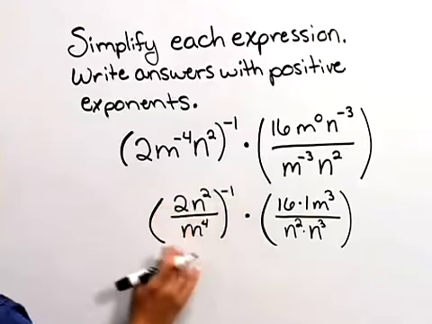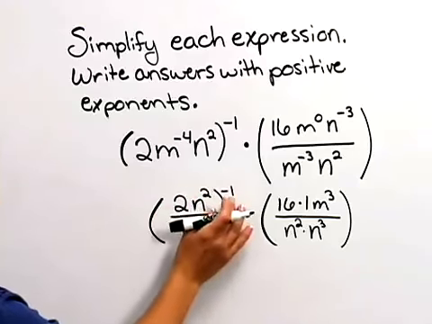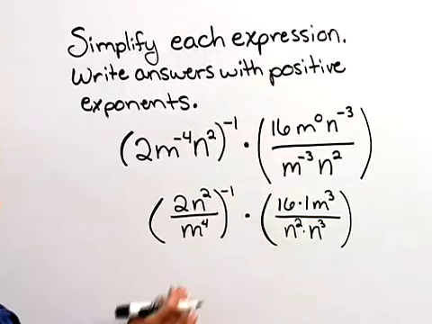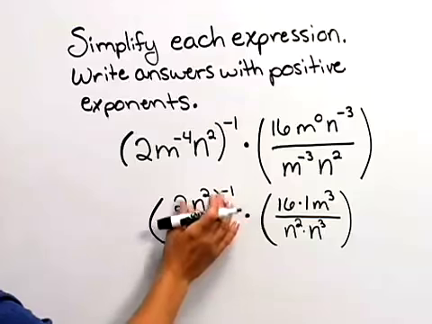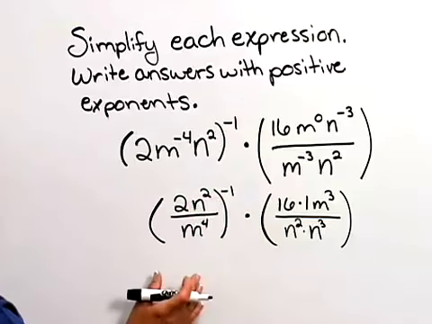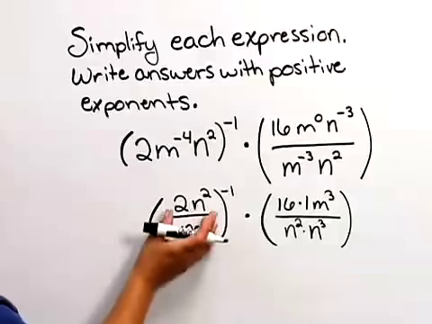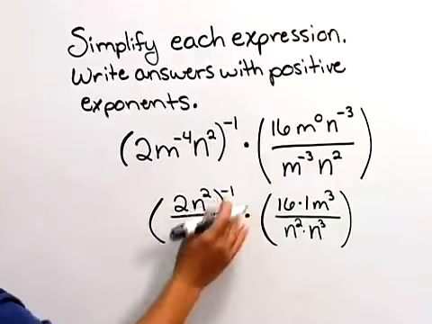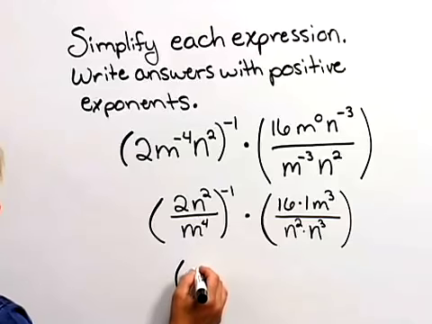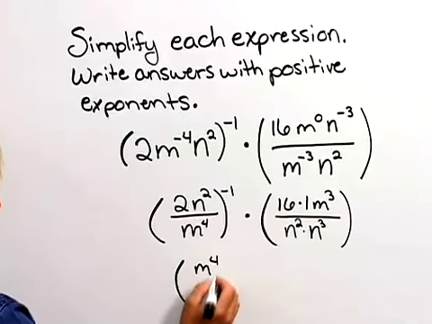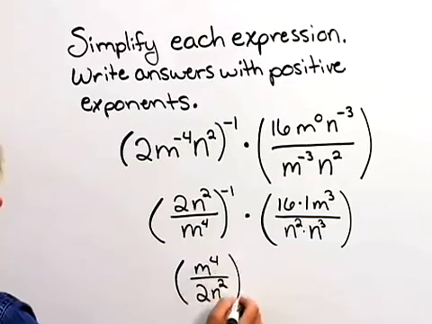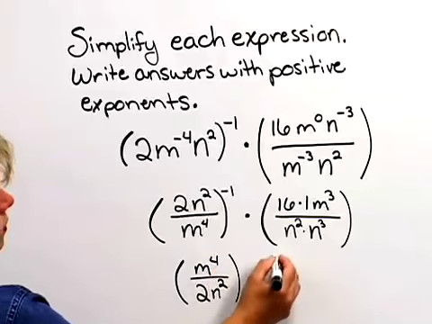We can, however, simplify this farther before we multiply because we have a negative exponent on the outside of the parentheses. Since that entire quantity is raised to the negative 1 exponent, we can take it and use the reciprocal to make that a positive 1, which you do not have to write a positive 1 exponent. So we now have m to the fourth over 2n squared to the positive 1.